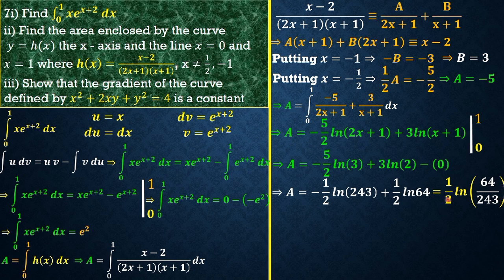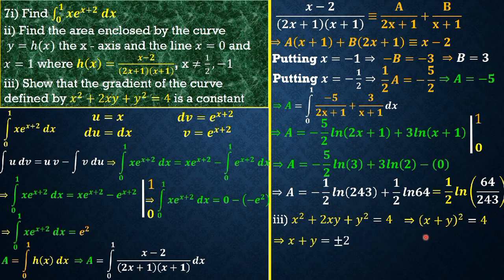Okay, that's the answer. The next question wants us to show that the gradient of the curve defined by x squared plus 2xy plus y squared equal to 4 is a constant function. It's a constant. The gradient is simply gotten by differentiating the function with respect to x. But before then, let's look at something. If we try to factor this expression, you can write it down just as x plus y all squared. If you simplify this, you're going to have back this.